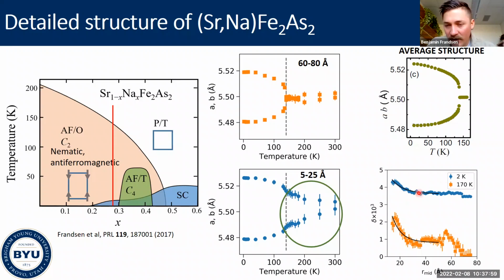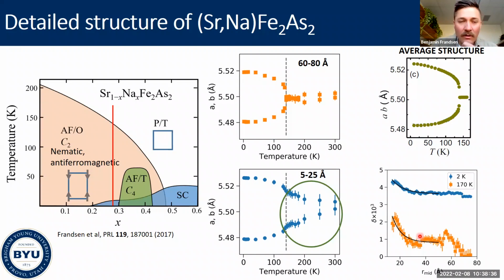Okay, and at 2 Kelvin, it remains orthorhombic across all length scales that we probed. Okay, the horizontal axis here shows the midpoint of our fitting range. So it tells us what length scale our fits are probing. Okay, at 170K up here, then we see that the orthorhombicity decreases significantly as we move out in real space and then goes to 0 eventually. Okay, so this gives us an idea of the length scale of these nematic correlations in this particular compound.